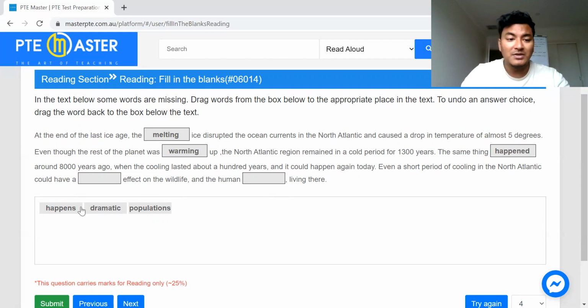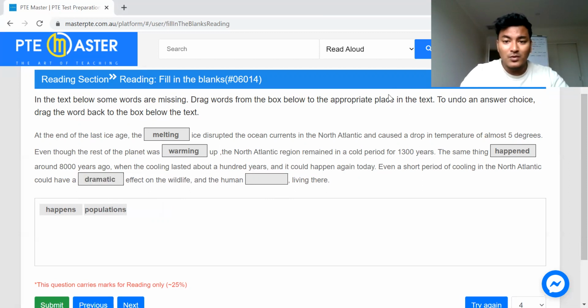So the answer could be dramatic effect, right? We have heard it many times. Dramatic effect, we can say this is a collocation. Dramatic effect is a collocation. We can say dramatic effect on the wildlife and the human dash living there. And the human populations, that is also a collocation.